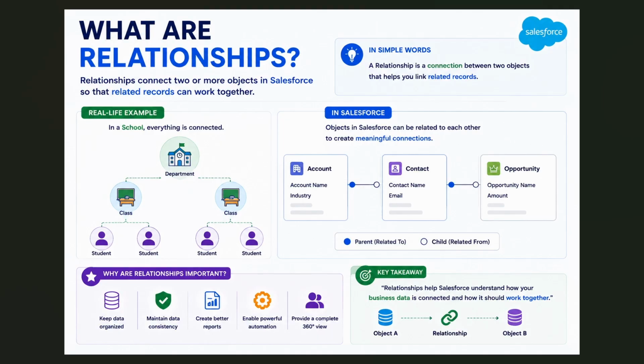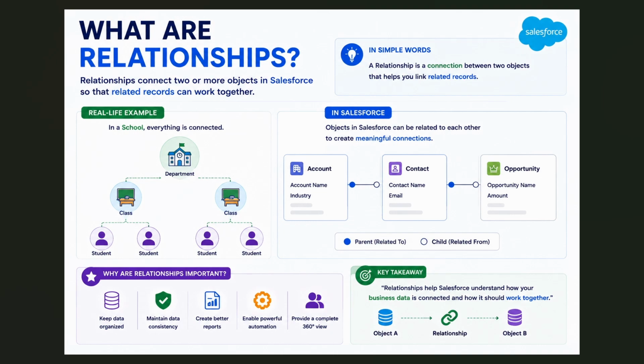In this video we are going to learn about what relationships are. Until now we have learned how to create objects, fields, records, Lightning pages, Dynamic Forms and many other Salesforce features. But here is a question: what if two objects need to be connected? For example, students belong to a college, an employee works in a department, a contact belongs to an account. How do we connect these records together? That's where relationships come in.